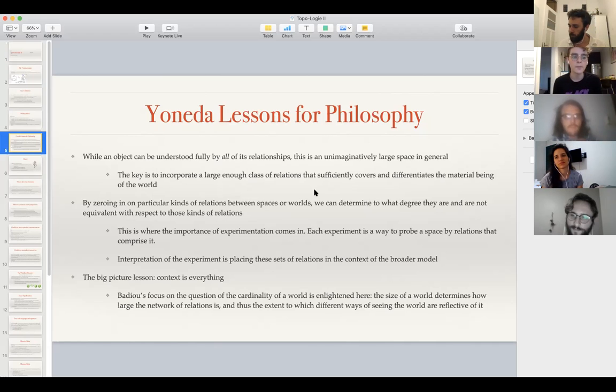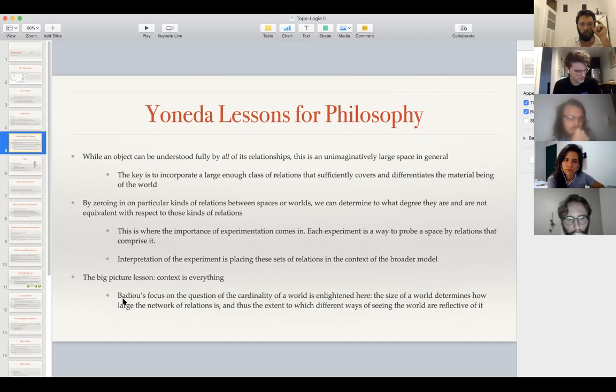Specifically in Badiou's atomic logic, there's a big emphasis on both of these covering and differentiating relations. The covering is: can I cover the space fully with all of the atoms? That's the whole discussion with the transcendental functor. But also this global consistency is very important, and that is basically making sure that these relationships aren't fighting each other to a degree. So yeah, I think it's in Badiou and it's taken into account. So it's good to keep in mind. And the big picture lesson, very cliche, but context is everything.